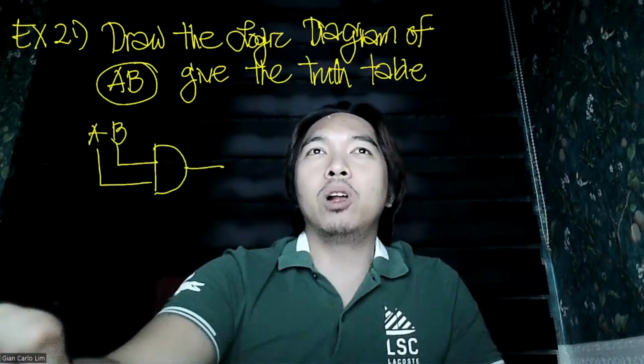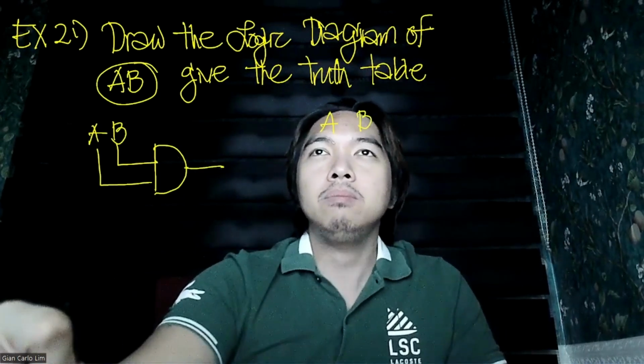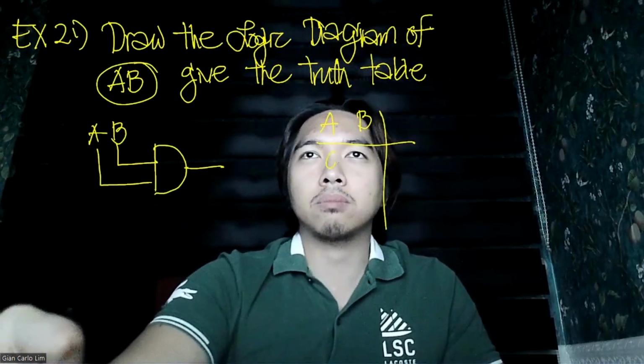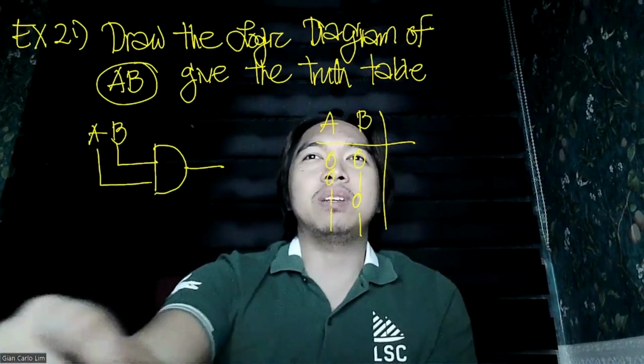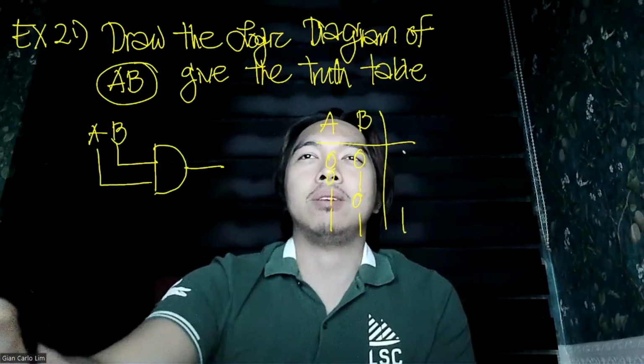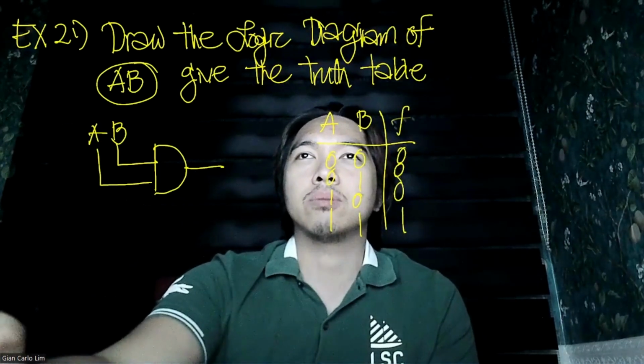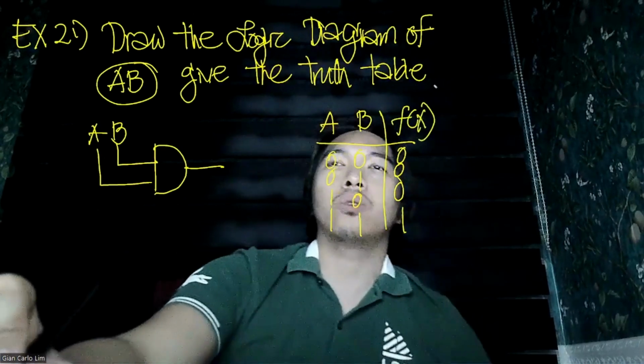And for the truth table, we have two inputs, A, B. Okay. So kung ano yung given, ibig sabihin, yun lang yung 1. And the rest are zeros. So ito na ngayon yung truth table niya.